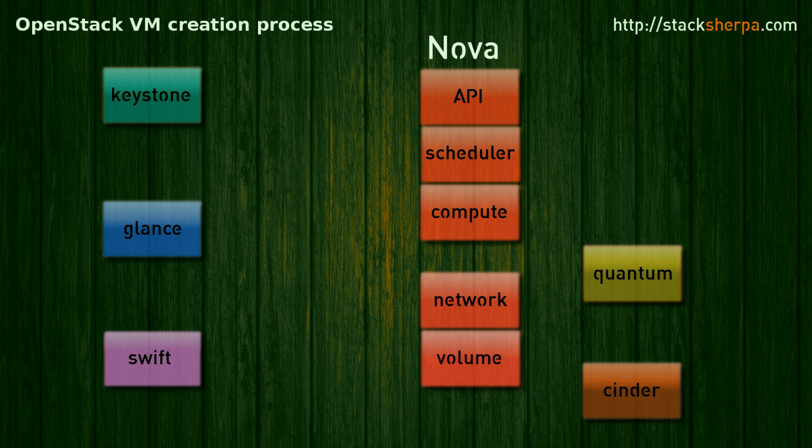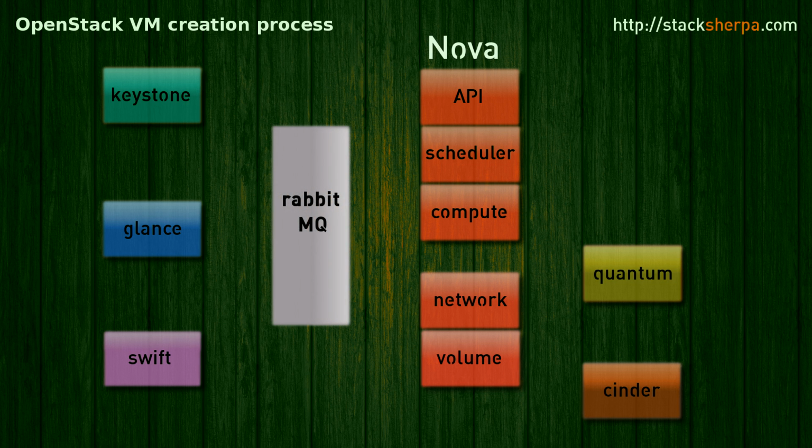All these communications happen with the help of a message queue, in this case RabbitMQ, and once the network parameters and the volume are assigned to that particular instance, that virtual machine is now ready to receive the user request or be managed by any software.